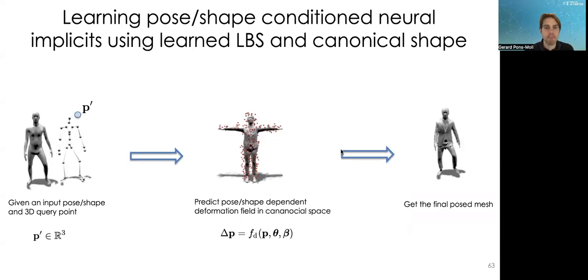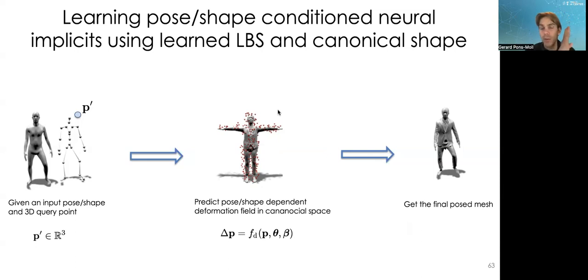So basically, I'm going to describe now a paper called Neural GIF, which we published at ICCV 21, which is basically learning pose and shape conditioned neural implicits using learned LBS and a canonical shape. You will see that it's interesting because it's completely analogous to the SIMPLE model. But while the SIMPLE model starts with the canonical space and applies a series of deformations to get to the pose space, this works in backward mode.